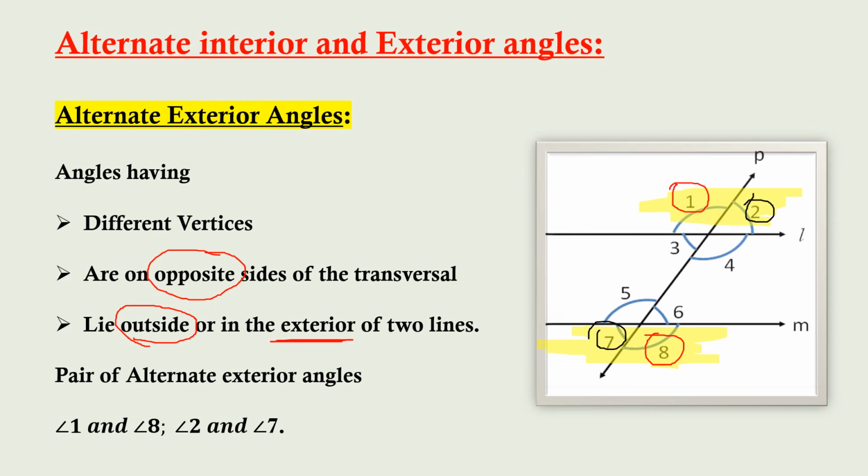So once again, alternate interior angles are inside and opposite. If one is on the right, the other is on the left; if one is on the left, the other is on the right. Alternate exterior angles are also the same. The only thing is they are in the exterior. Alright.